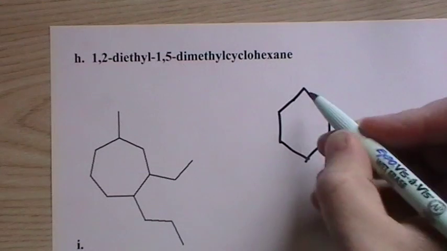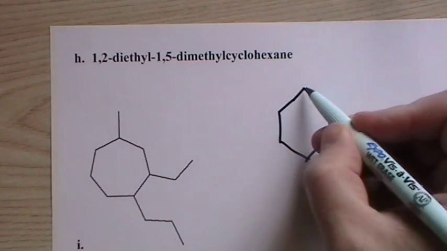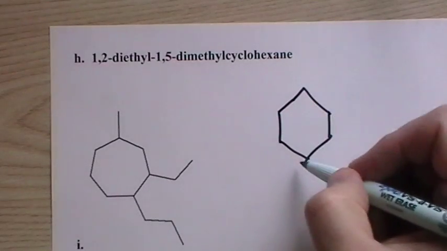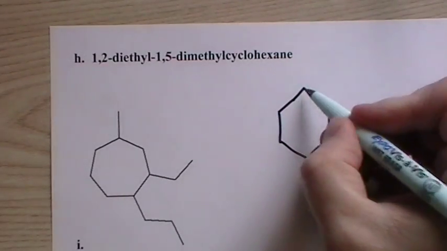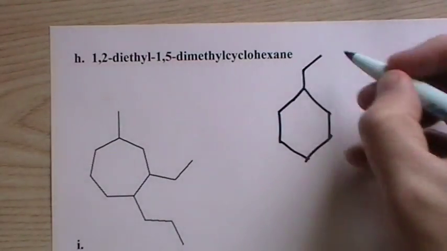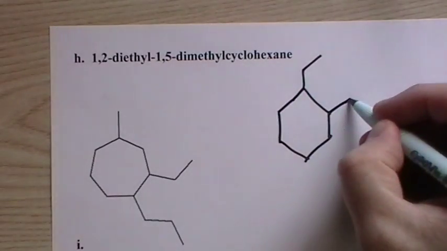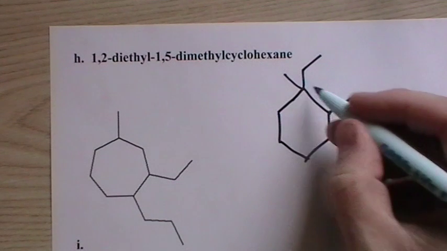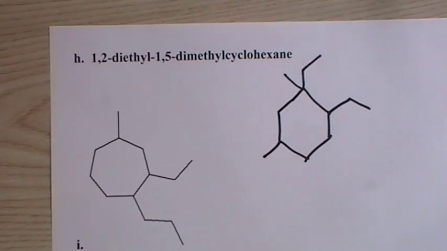Draw it out. Pick this as number 1. You don't have to, but why not? Just get into the habit of that. You can pick any of these, since we're going to be filling it in, we can make any of these 1 and go from there, but choose that as 1. There'll be 1-diethyl, so 1 and 2, and then we have 1-methyl, so 1, 2, 3, 4, 5, methyl here.